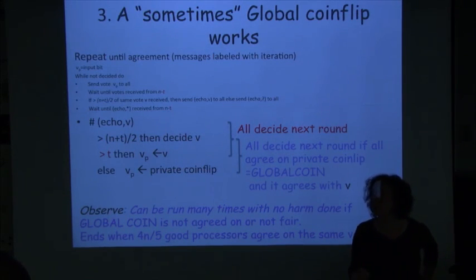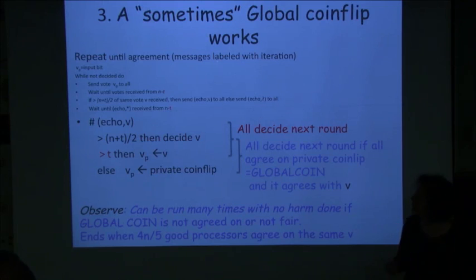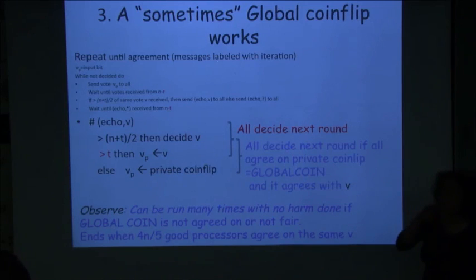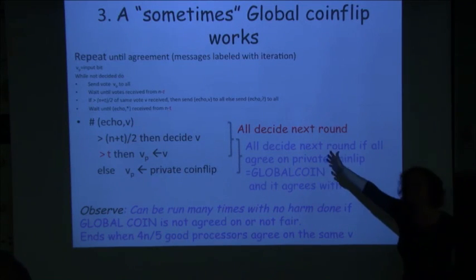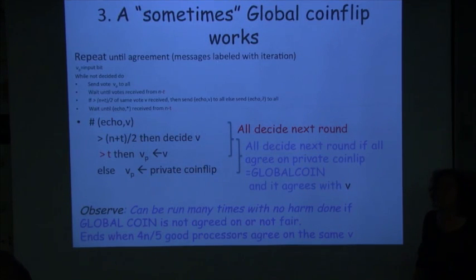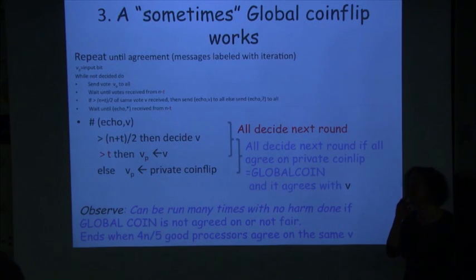Will a better global coin flip also take care of the N over 5, like is N over 5 a hard bound? This was improved to 2/3 n. I just didn't put it in, with only a few extra steps. I mean, not a few. I just wanted to make it simple for you. I just want to know, information theoretically, do we know it cannot go below n over 3? Yes, yes. Yes, we do.